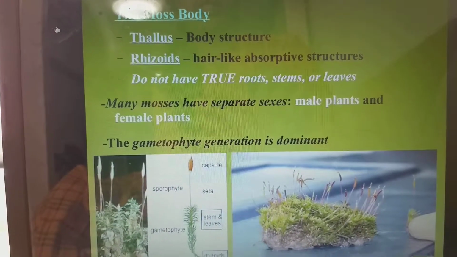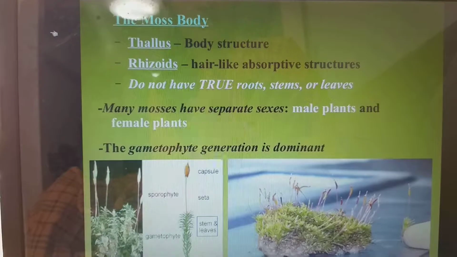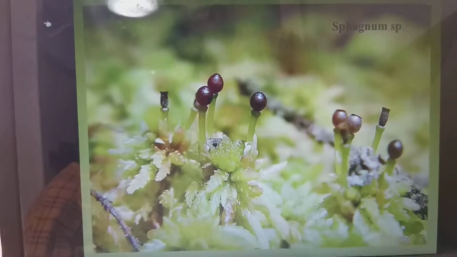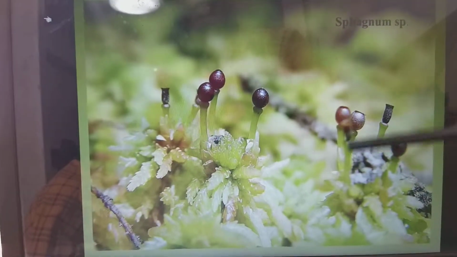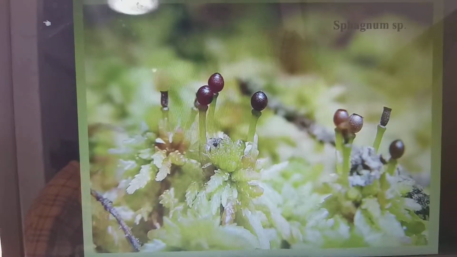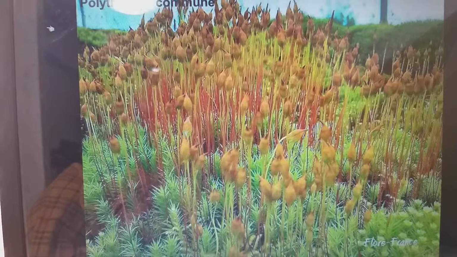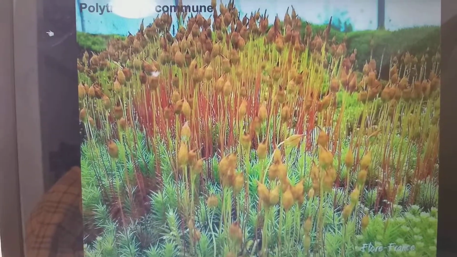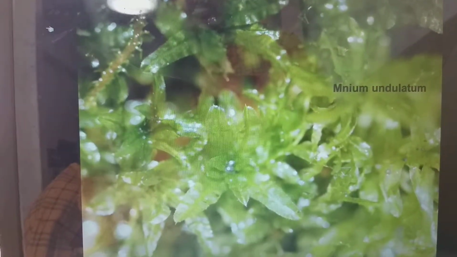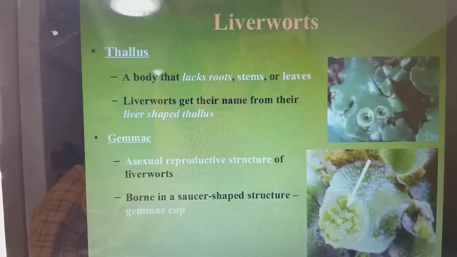The gametophyte generation is dominant here. We have already seen this. Here we have the sporophyte and this whole thing is the gametophyte. This is Polytrichum commune. This is a bryophyte. And this is Neckera crispa.